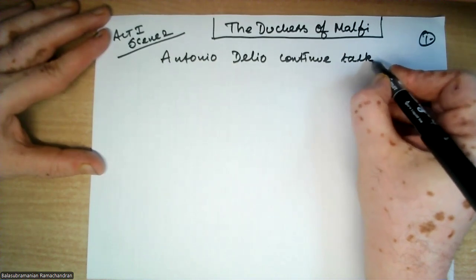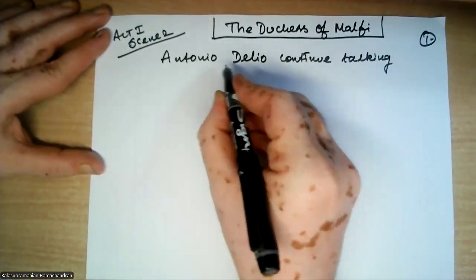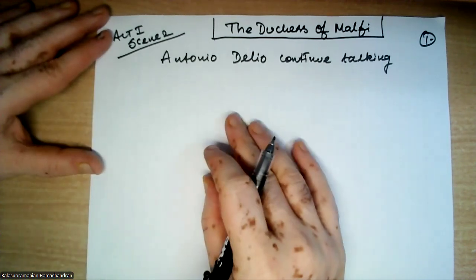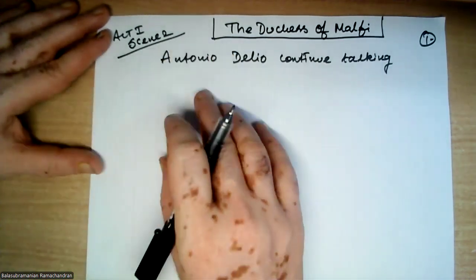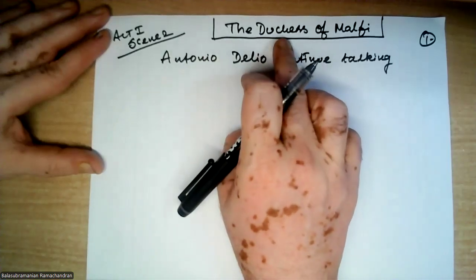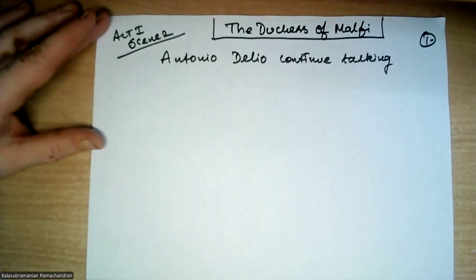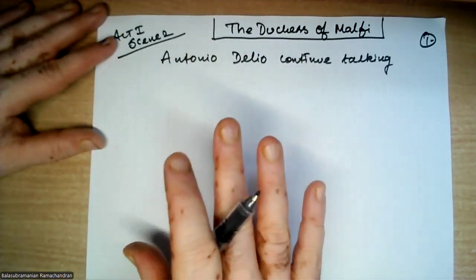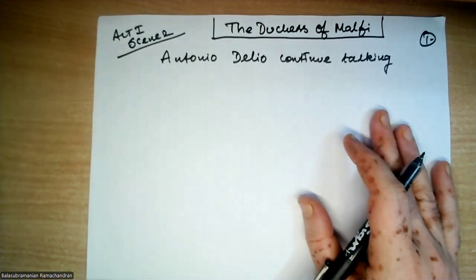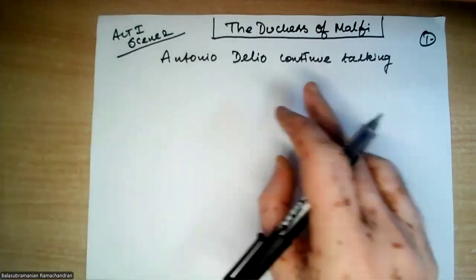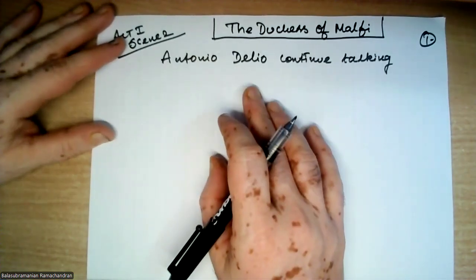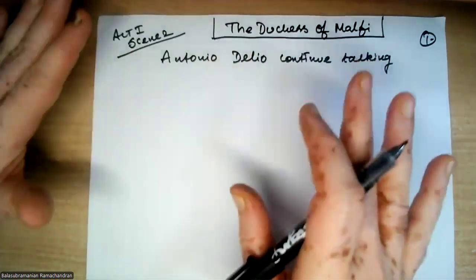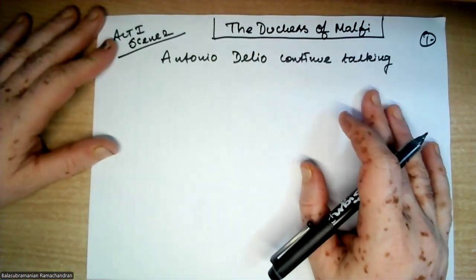Actually, Antonio is going to tell Delio about the courtiers in his household, in the palace of the Duchess of Malfi. Delio asks, why don't you tell me more about the courtiers here? That is what Delio asks, and their conversation is interrupted. Ultimately, Antonio will tell Delio about all the courtiers, and we'll get a character sketch of certain people by the end of this scene.